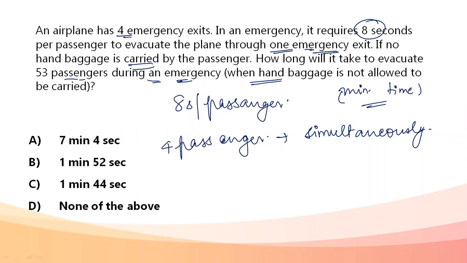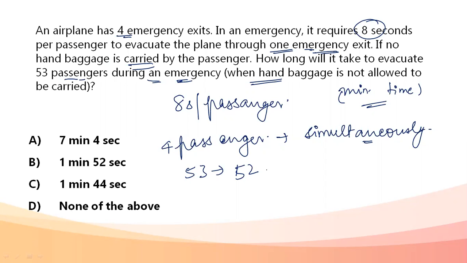It's not that one is leaving, the door is now empty, and people are waiting, seeing that you should go first. No. If four passengers are simultaneously crossing the gate, that is when the minimum time would be taken. Now since 53 is not a multiple of 4, I'll need the closest multiple of 4 to 53. So for 53, the closest multiple is 52.